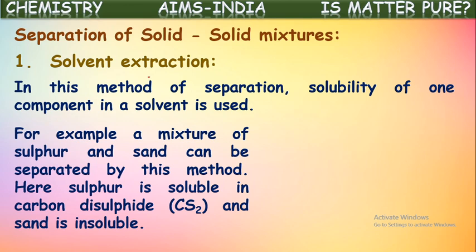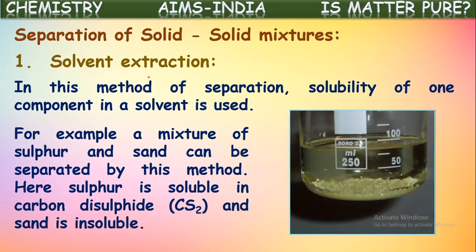It is a liquid. Into this carbon disulfide, sulfur dissolves. So when you add this mixture of sulfur and sand into this carbon disulfide liquid, then what happens? Sulfur will be dissolved and sand settles down like this. Now, if you filter this, what happens?